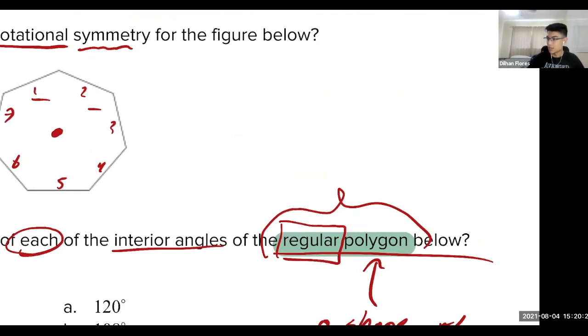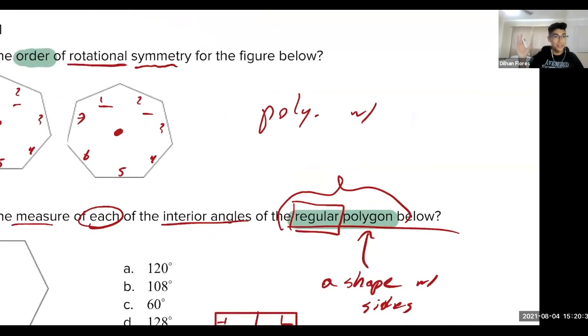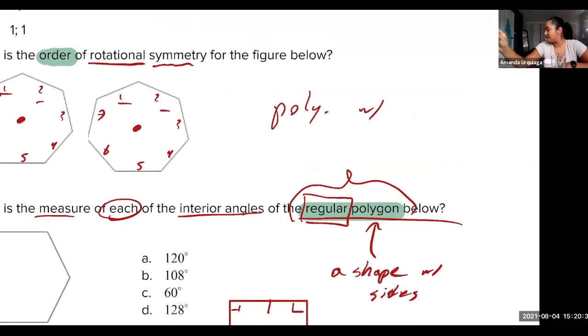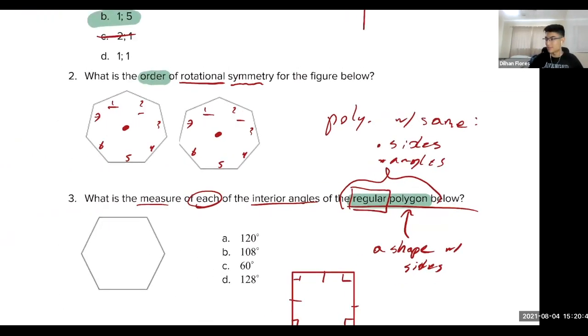So it's going to be a... When I said polygon, you comprehended it as a right angle. Yeah, that's what I... but I need to write it down anyways. So, with same sides and angles. Okay, cool. Regular polygon. We got that out of the way.